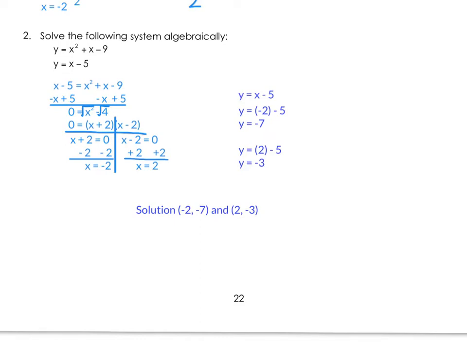Now remember, you can check these answers by putting them into y equals in your calculator. And I should have gone over that with the previous example. So you can plug in the y equals. For this one, we would plug in the x squared plus x minus 9 in y1, and then the x minus 5 in y2. And then you can check the table of values or trace the intersection to make sure that they do indeed intersect at -2, -7, and 2, -3.